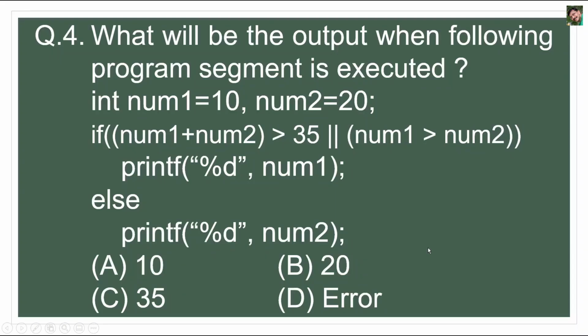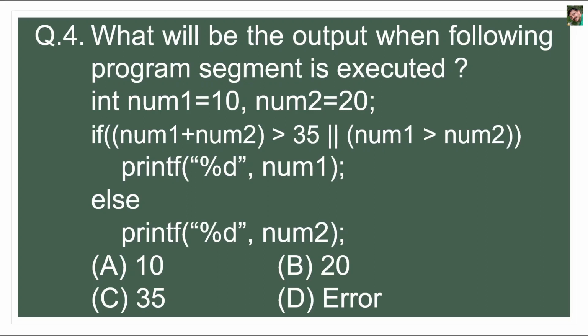So question 4. What will be the output when the following program segment is executed? There are two variables taken, num1 and num2. Integer num1 is equal to 10 and num2 is equal to 20. Now there is a condition and you need to understand a few things in this condition. If there are two open brackets, it means there is something within that bracket also. So in the second bracket, there is a calculation, num1 plus num2.